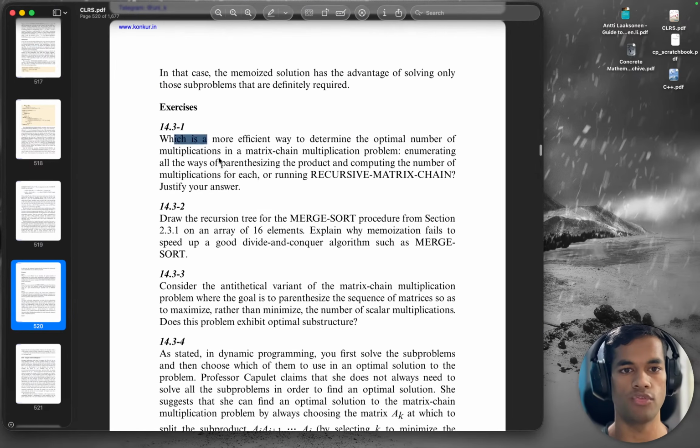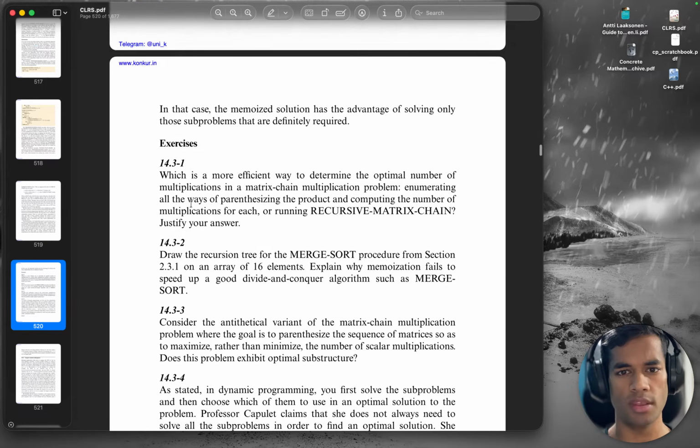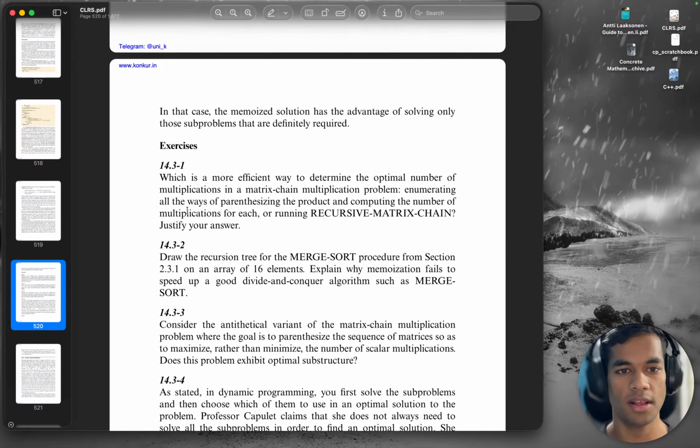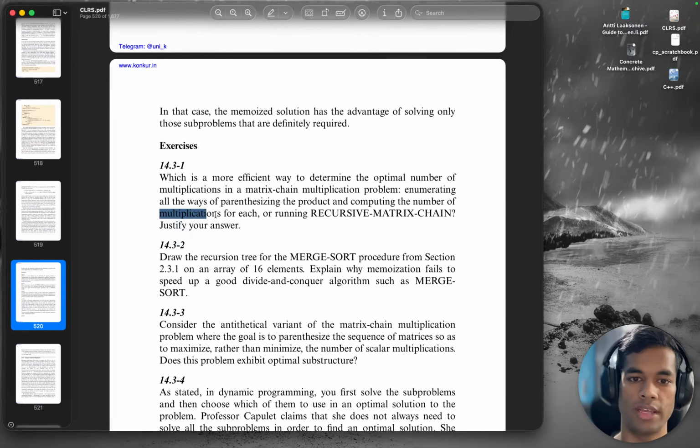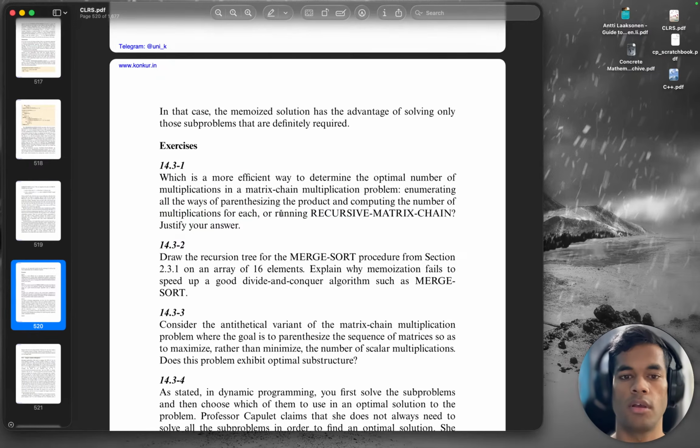Now this question: which is a more efficient way to determine the optimal number of scalar multiplications in a matrix chain multiplication problem? Enumerating all the ways of parenthesizing the product and computing the number of multiplications for each, or using recursive matrix chain. Justify your answer.